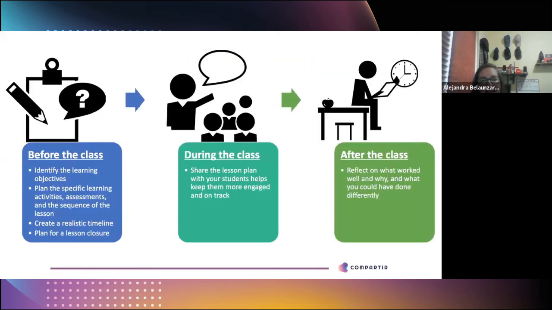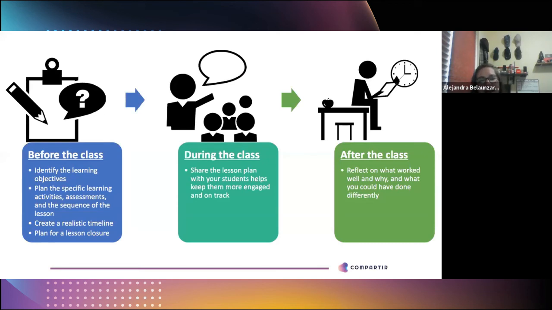Before the class, I need to identify my objectives, plan my activities, the way that I am going to make them flow throughout the class, the interaction patterns, the assessments that I am going to use, and all the sequence of my lesson. I have to create a realistic timeline, having this setting of times, and plan for a lesson closure. It's very important that I have a closure to my lesson.